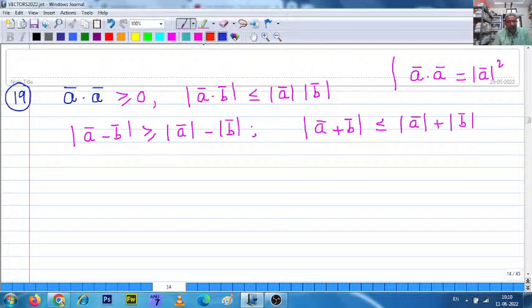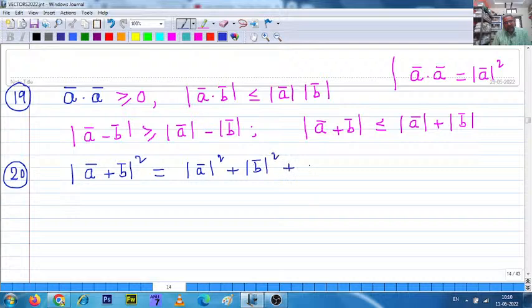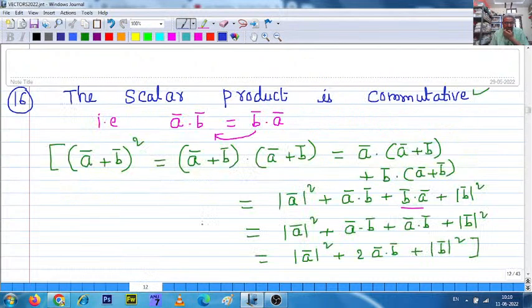Next, already we had a discussion. What is modulus of A bar plus B bar whole square? This is equal to mod A whole square plus mod B whole square plus 2A dot B. Just as in the previous case we have discussed, in this case we have the proof now. Clear? Just go through it. How to find mod of A plus B whole square? A plus B whole square is nothing but A plus B dot A plus B, that is mod of A plus B whole square only, obviously.